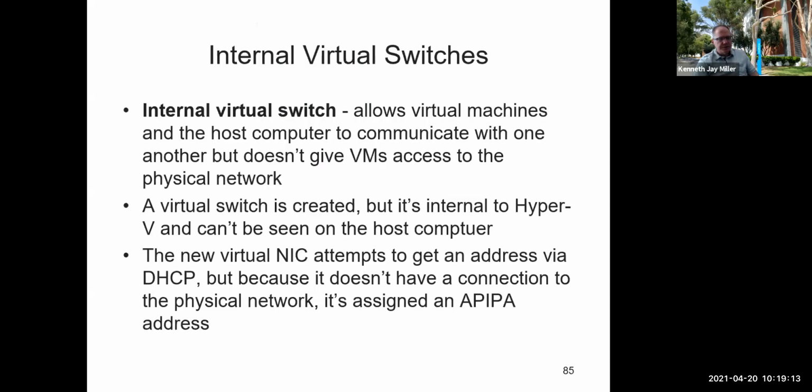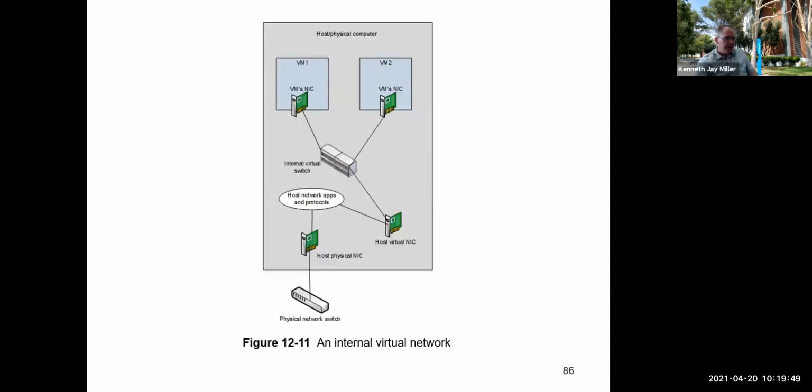An internal switch, again, only allows the VMs connected to that internal switch, along with the host machine. Now, because it tries to use DHCP, but there is no DHCP to answer, it will get the automatic private IP address, the 169.254.something.something address, okay? So if you do an internal switch, we have to build a DHCP server, which we will definitely do. All right, so here's an internal switch.